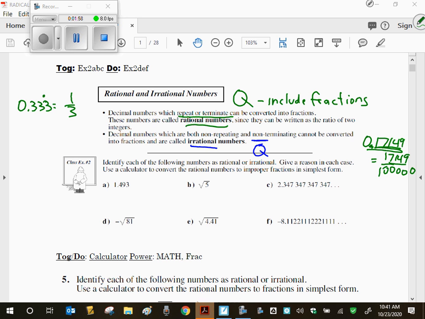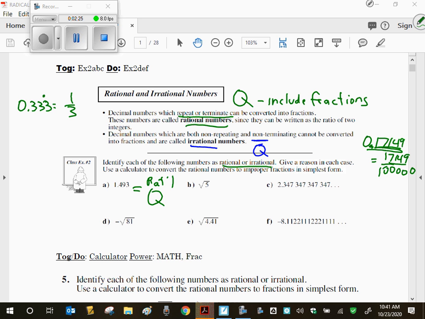All right, let's do the first 3, and we're just going to do rational or irrational. We're not going to use a calculator. This one is a fraction that ends, 1 and 493 thousandths, so you can write it as a fraction. Is it rational or irrational? If you can write it as a fraction, it's rational, so Q. Let's write down the word and the symbol.